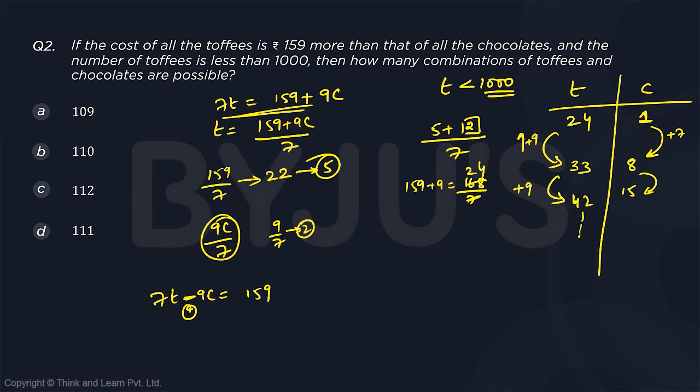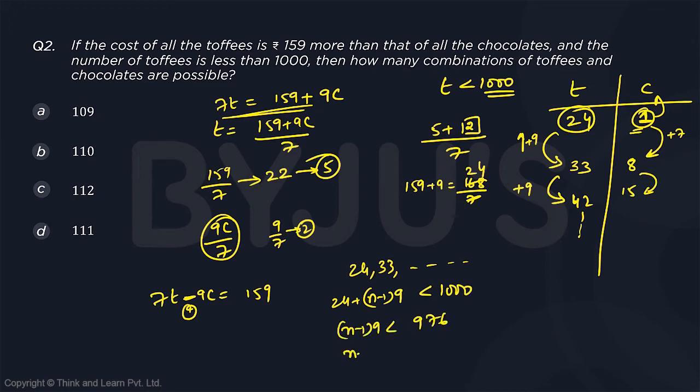Now t's starting point is 24. You can't go below 24 because this is 1. If you go below, this is going to become negative. So the starting point of t is 24. So 24, 33, and so on. So this is again an AP. So 24 plus (n minus 1) into 9 is less than 1000 this time. So (n minus 1) into 9 less than 976. N minus 1 less than 976 by 9.